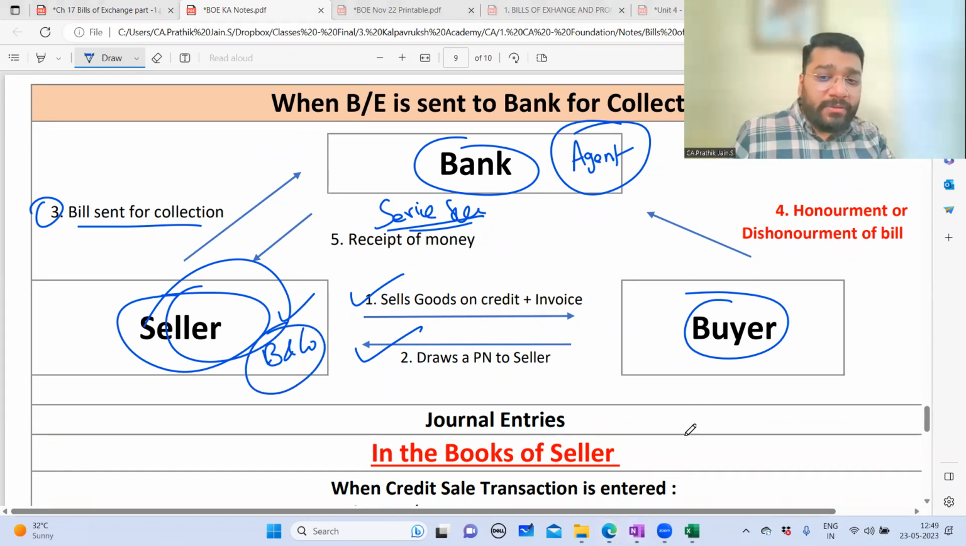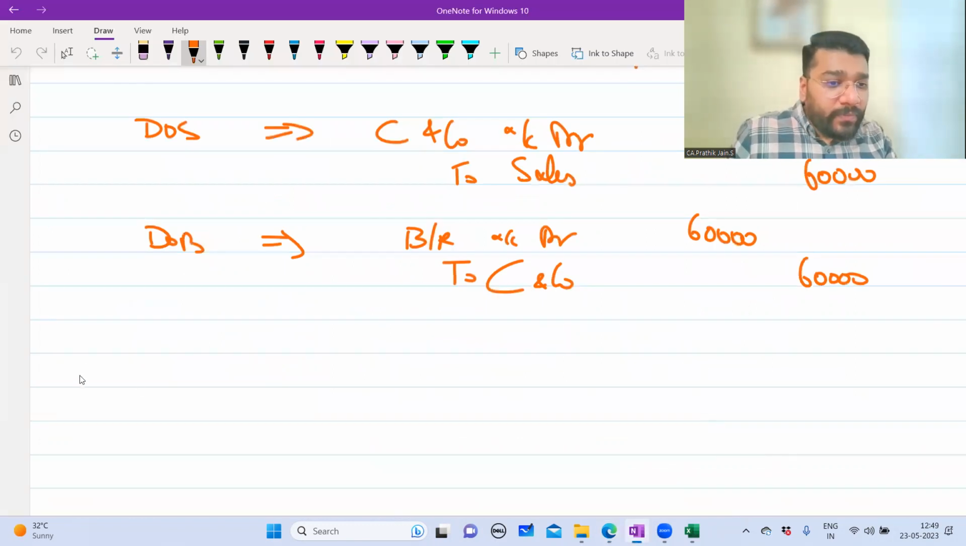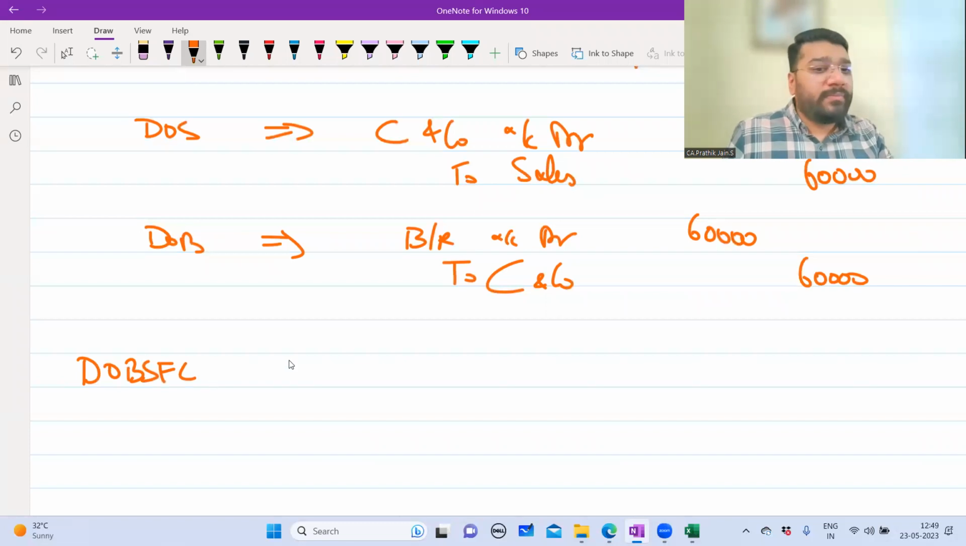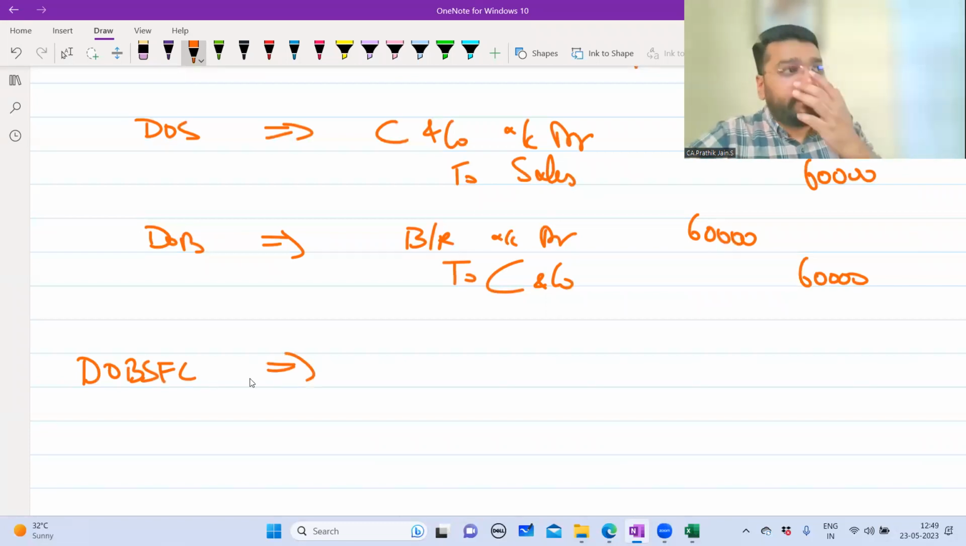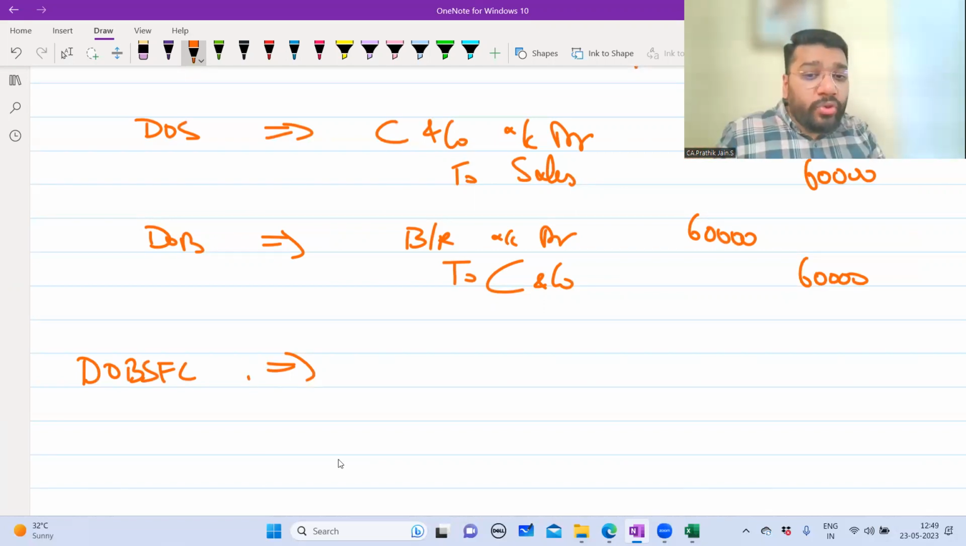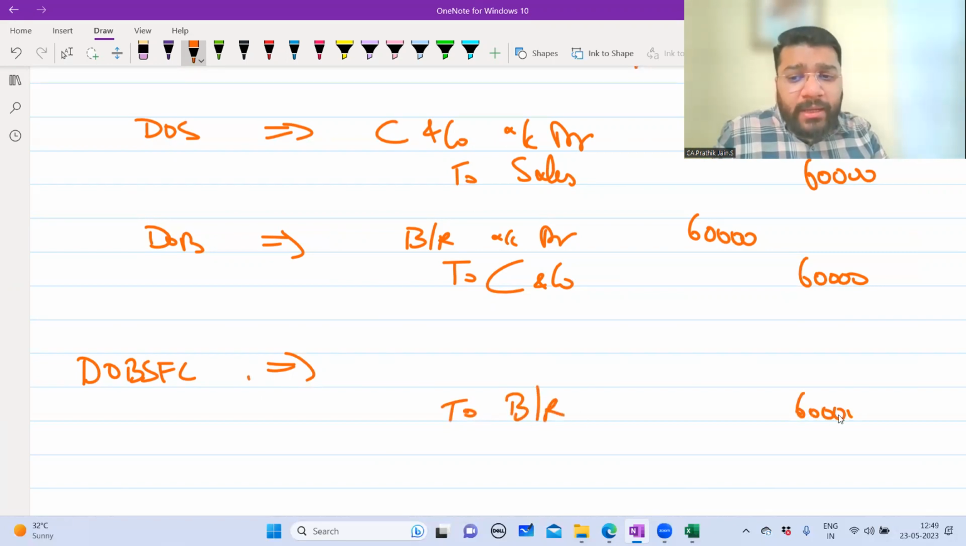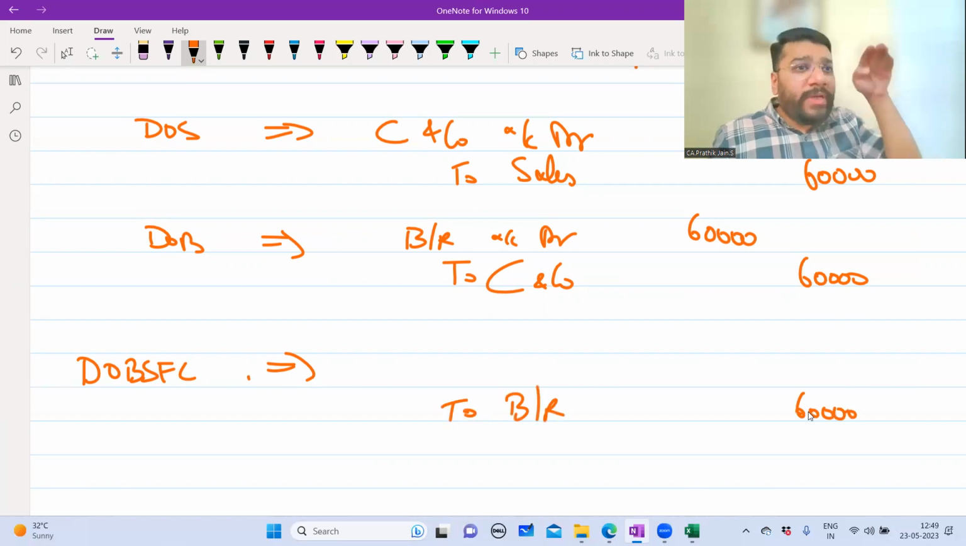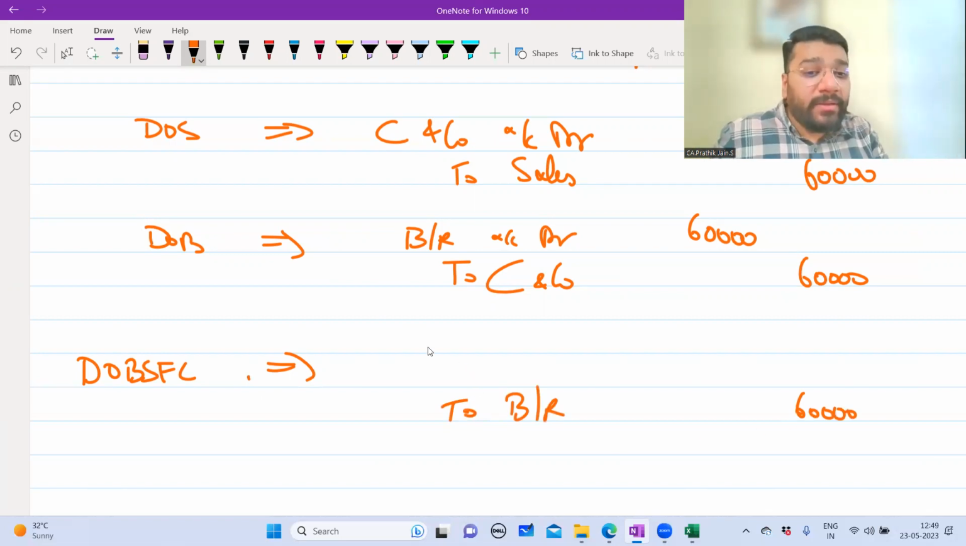So on the date of bill sent for collection, what will be the journal entry? Guys, from my hand, bills receivable is going out. Debit what comes in, credit what goes out. So to bills receivable 60,000. Asset is going out, asset is reducing. To reduce asset, credit. Debit, if you put bank, it will be wrong.